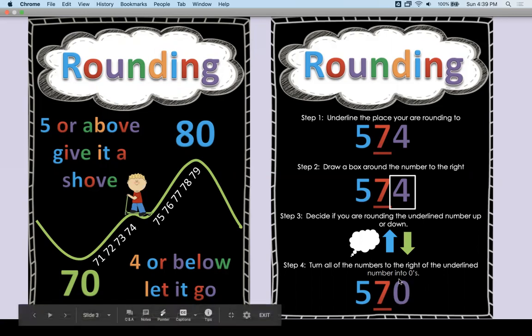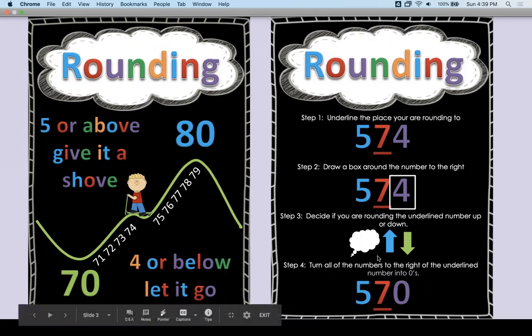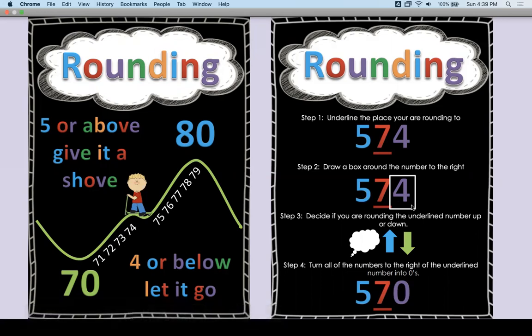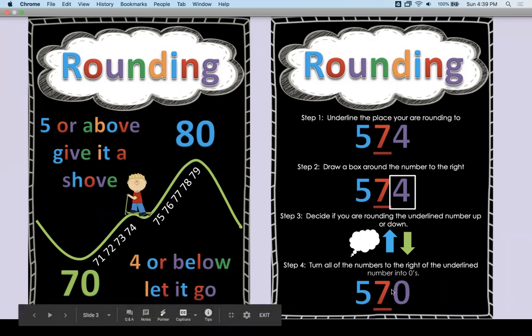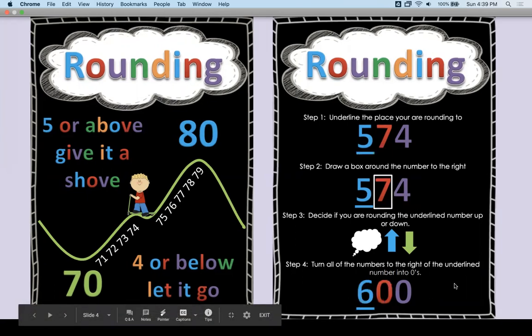And remember, don't forget that step. Any number that came before it, you need to hang on to and keep. Because if you only put 70, then you're saying 574 is about 70, and that's not true, right? So you have to make sure any numbers that came in front of it, you keep the same, unless you're rounding up to the next greatest value, which we'll talk about later.